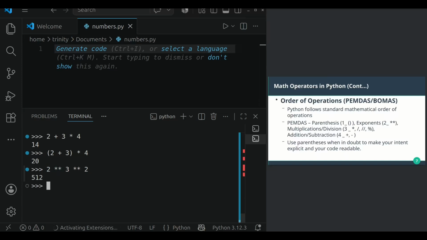Now, to make this more explicit, we can also use parentheses and say 2 exponential 3 in parentheses, then exponential 2. This time around, parentheses change the order of execution because it's going to be executed first, carrying out 2 exponential 3, which is 8, then 8 exponential 2. So this is going to give us 64.